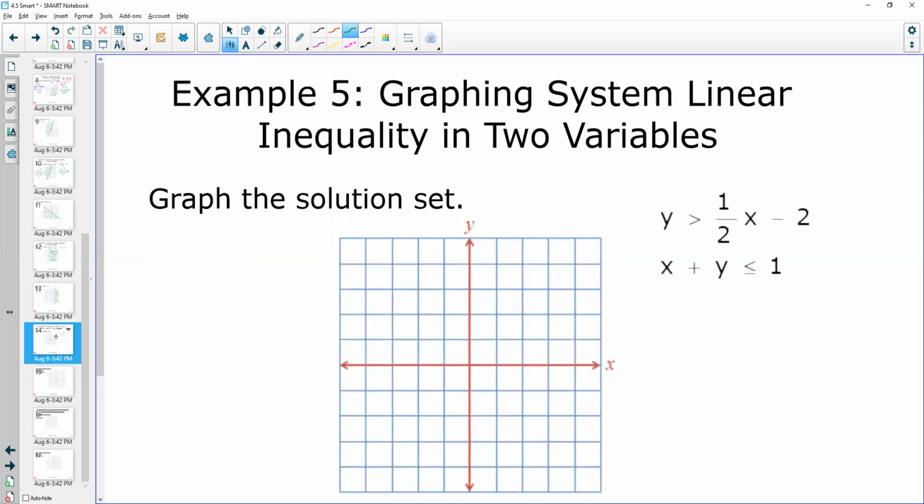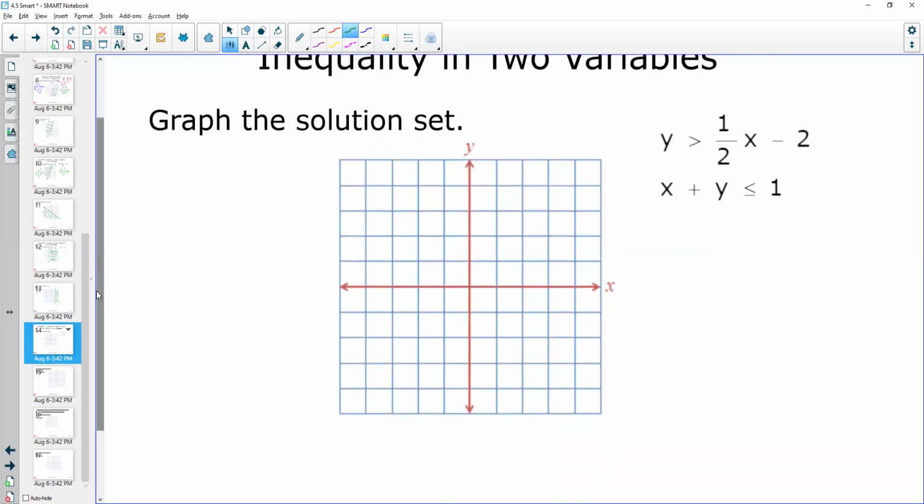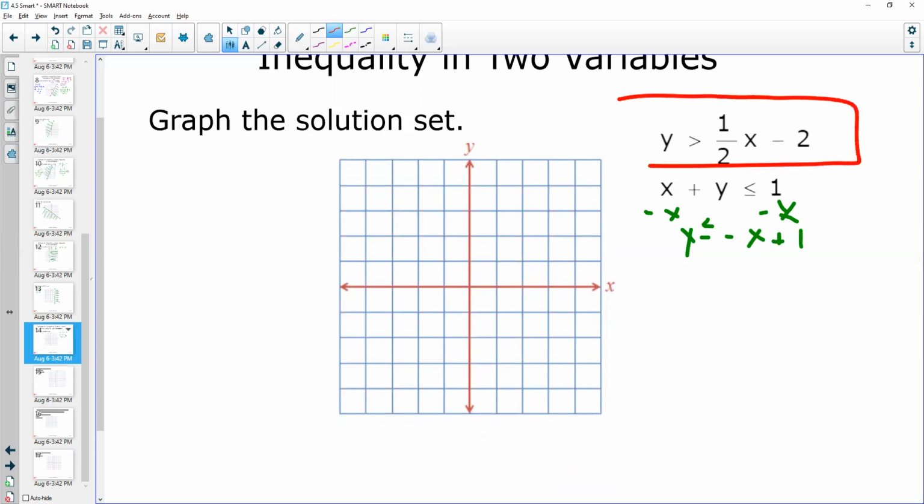This one, oh, this is where it gets tricky. This is the system, okay? So it doesn't actually get tricky. We just have one more step to consider. So in this system, we're gonna approach it just like we've been. We're gonna graph each line, set them up into y equals mx plus b. So I have two equations. I have this first one, I'm going to do in red, y equals half x minus 2. So let's do that first.